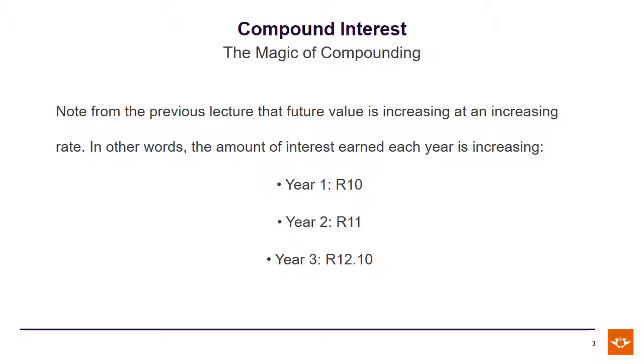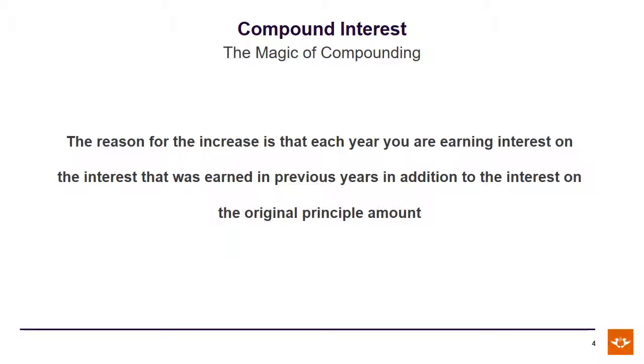So in the first year, we earned 10 Rand. In the second year, we earned 11 Rand. And in the third year, we earned 12 Rand 10. The question is why? And the answer is because we are not just earning interest on our original capital of 100 Rand, we are earning interest on all the interest we generate. So in the first year, we earned interest only on the 100 Rand, so that's why we ended up with 110. But in the second year, we earned interest not just on the 100 Rand, but also on the 10 Rand of interest from the previous year.